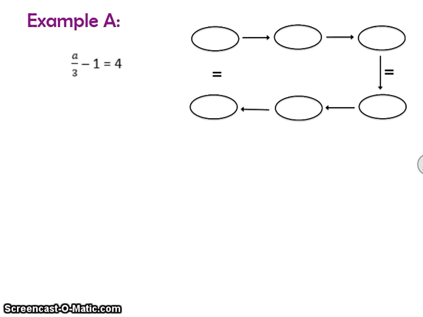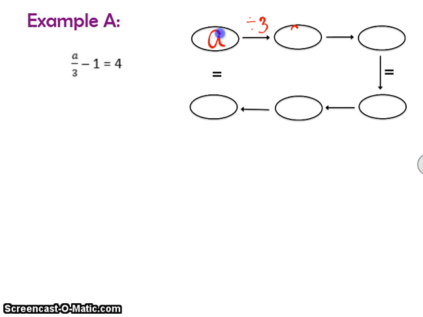Example A, so you're going to need to get your example page out. Example A says a divided by 3 minus 1 is equal to 4. So I'm going to show you guys 3 different ways that you can solve these two-step equations, and you're going to choose at the end which one you'd like to use. This is the one that we did yesterday. So you know that this first bubble is an A. That's your variable. That's the letter that's in your equation. What's happening to that variable is this fraction, and this fraction means division, so I'm dividing by 3.